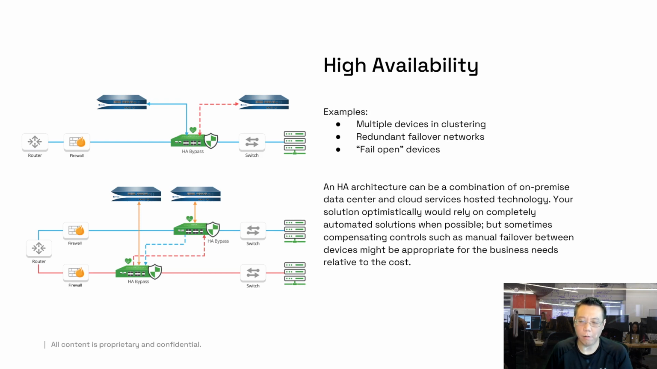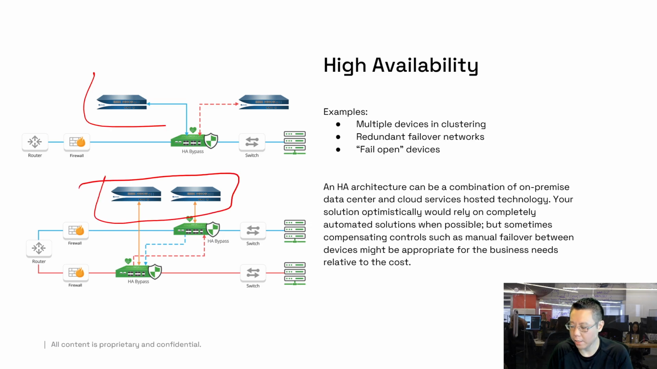Now, as part of a great enterprise solution, whatever you'll build or whatever you'll tune and configure, and regardless if you administrate them or not, you need to have high availability. Examples include multiple devices, such as a primary and a secondary failover device. You might also have redundant failover networks. So in case one network goes down, you have a switch that bypasses and goes to another. Or you might have fail-open devices.